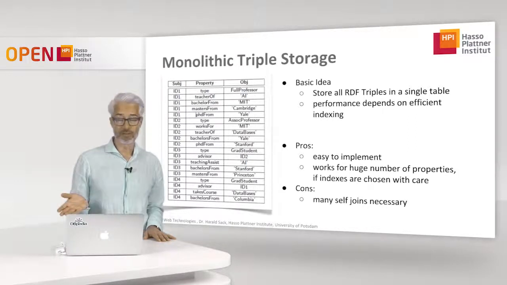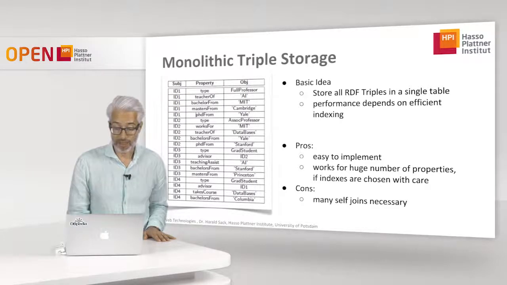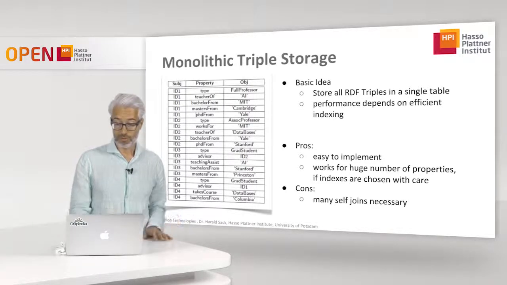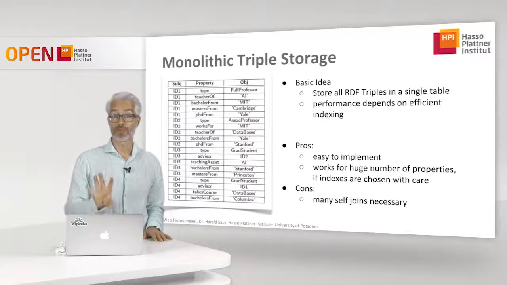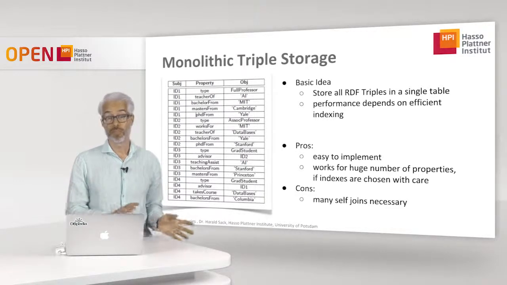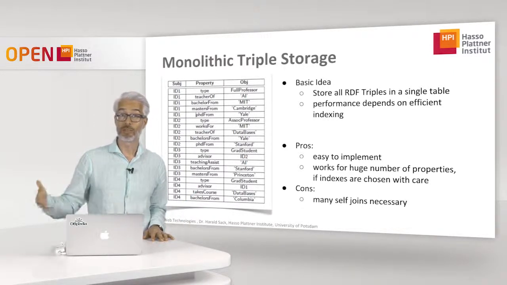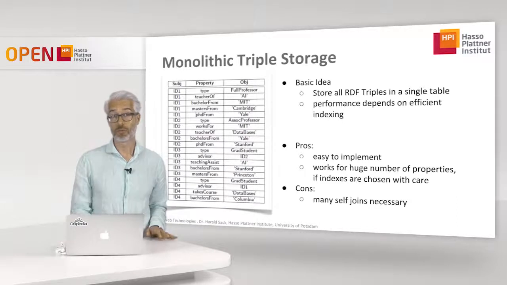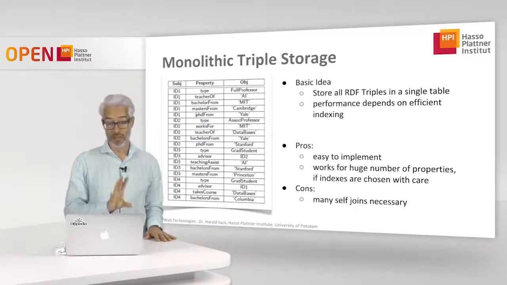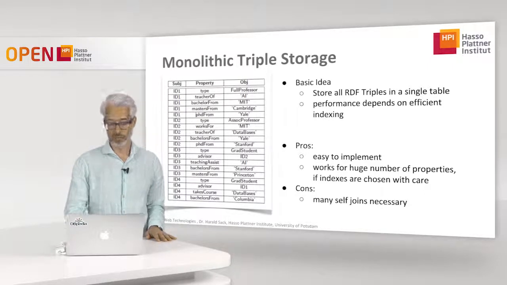Of course, this is easy to implement. This is on the pro side. And it works already also for a huge number of properties. But of course, your indices must be chosen with care. And potentially, you will have many self-joins, which again lead to a degradation in performance. So this is not necessarily the best possible way. But we will see how we can improve that.